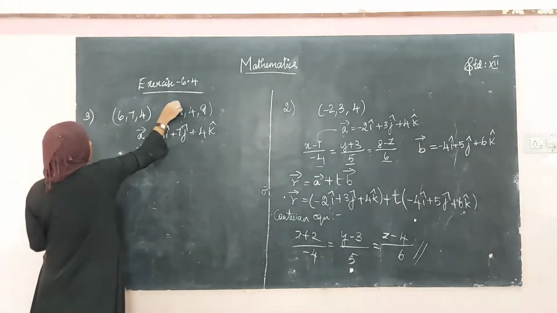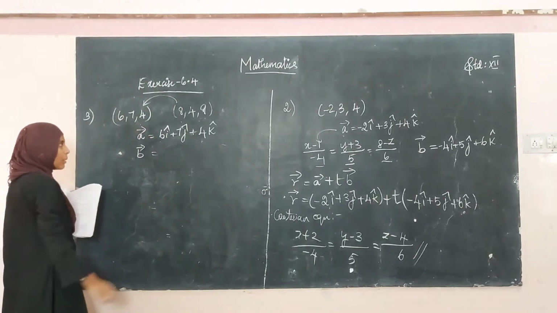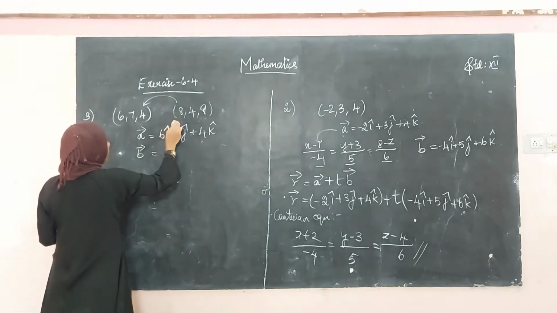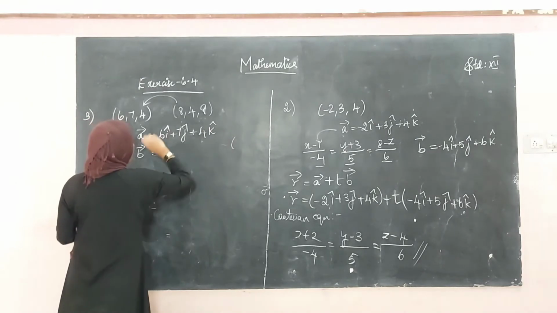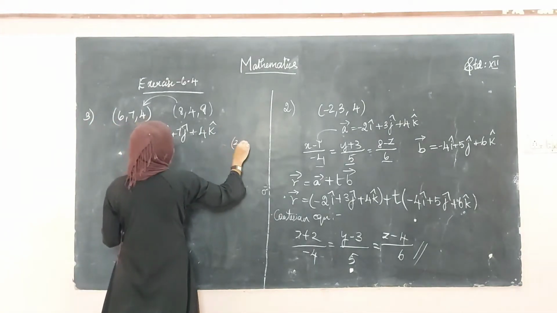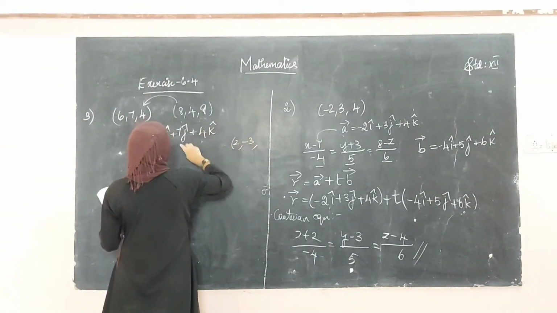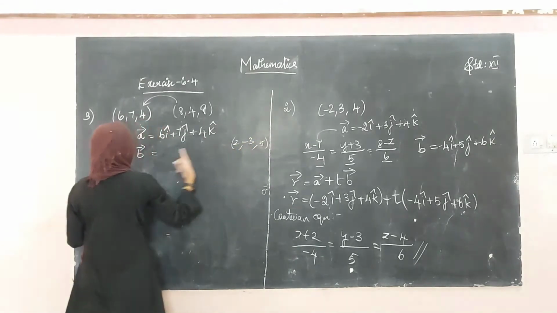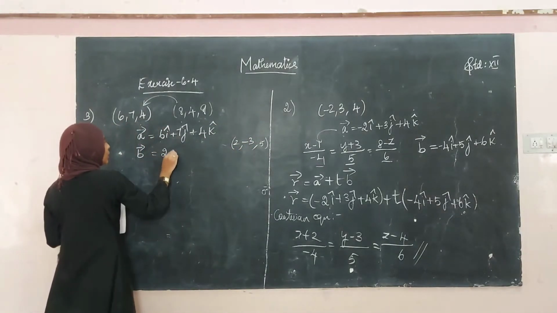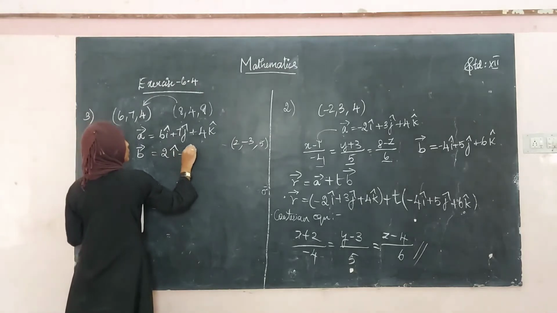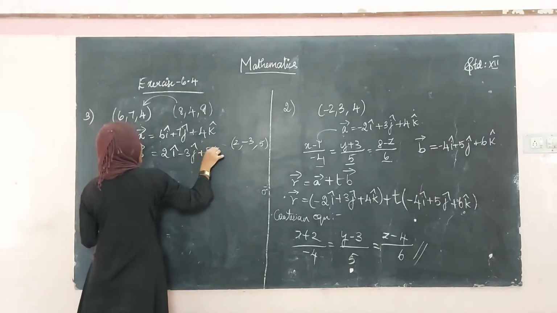B vector means this minus this. So the points will be 8 minus 6 is 2, 4 minus 7 is minus 3, 9 minus 4 is 5. So using this you have to write the B vector, that is 2i cap minus 3j cap plus 5k cap.